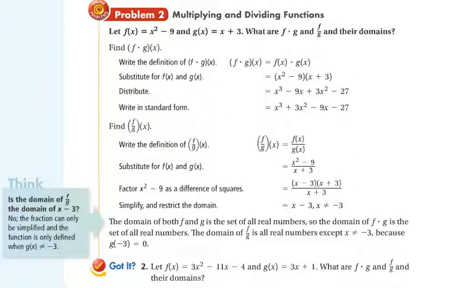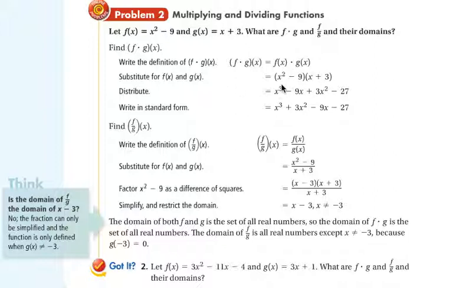Alright, let's look at problem number 2, multiplying and dividing functions. Let f of x equal x squared minus 9 and g of x equal x plus 3. What are f dot g and f divided by g in their domains? Well, we're going to rewrite f times g of x as f of x times g of x. And we can substitute the values we have, x squared minus 9 and x plus 3, right here.